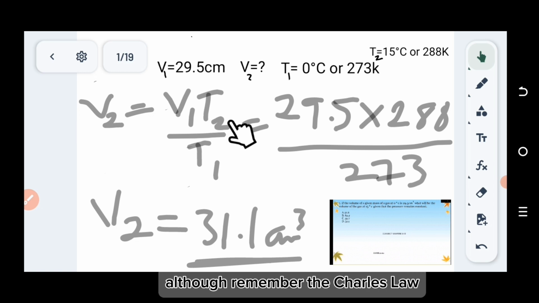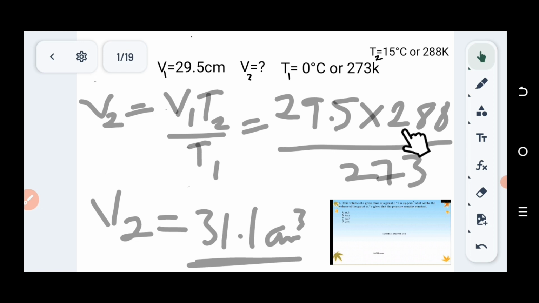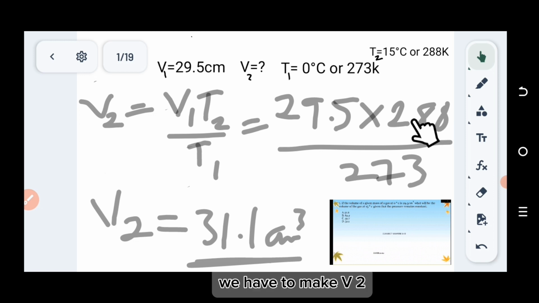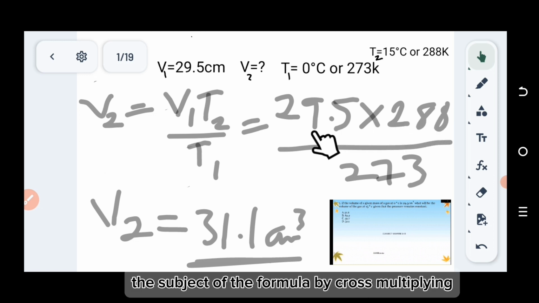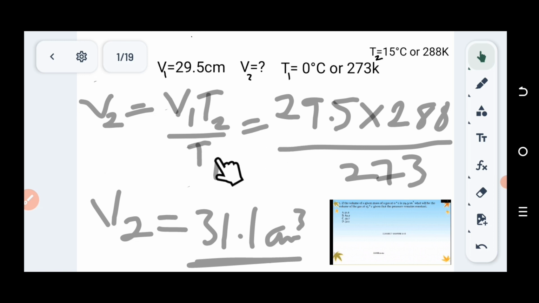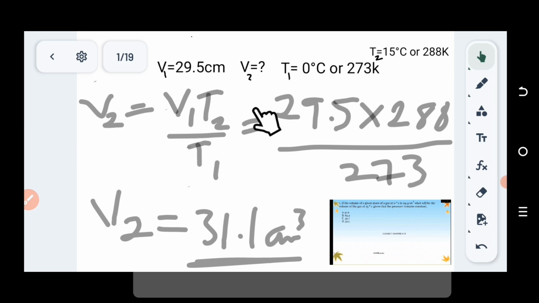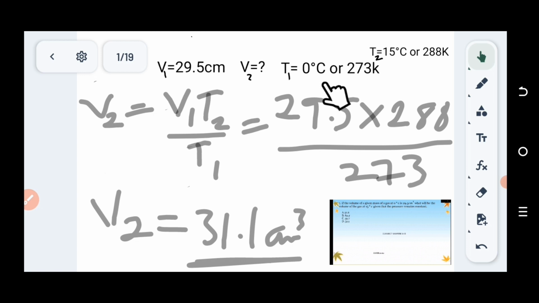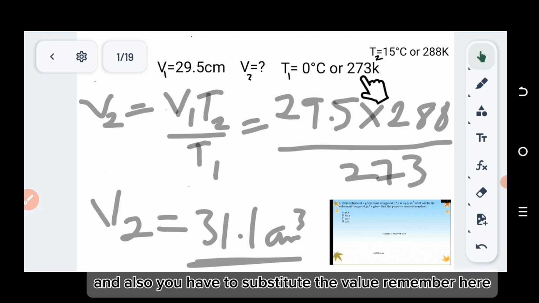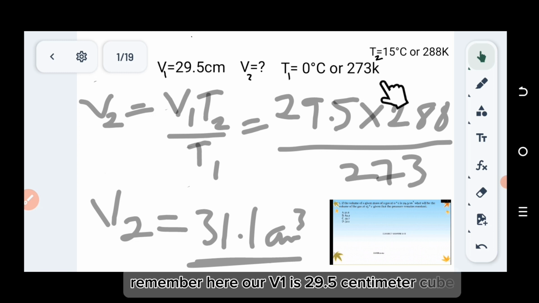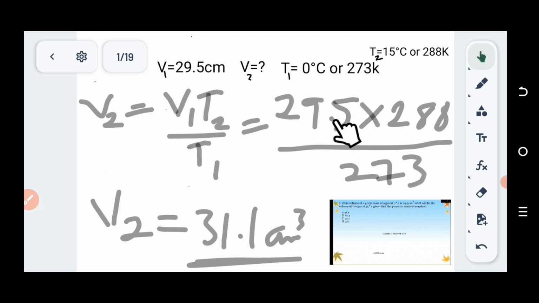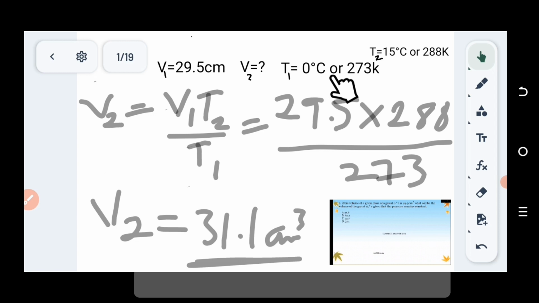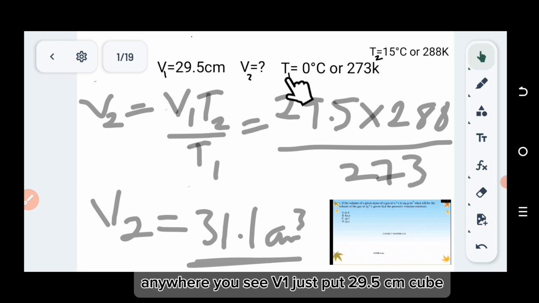Remember the mathematical expression of Charles law: V1 over T1 equals V2 over T2. Since we are looking for V2, we have to make V2 the subject of the formula by cross multiplying. Once you have cross multiplied, you get V2 is equal to V1 times T2 over T1. And you have to substitute the values. Remember here our V1 is 29.5 centimeter cube. Anywhere you see V1, you just put 29.5 centimeter cube.